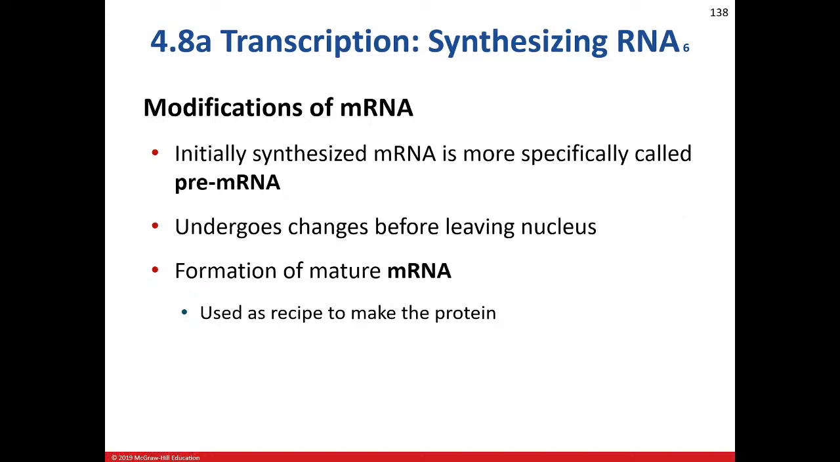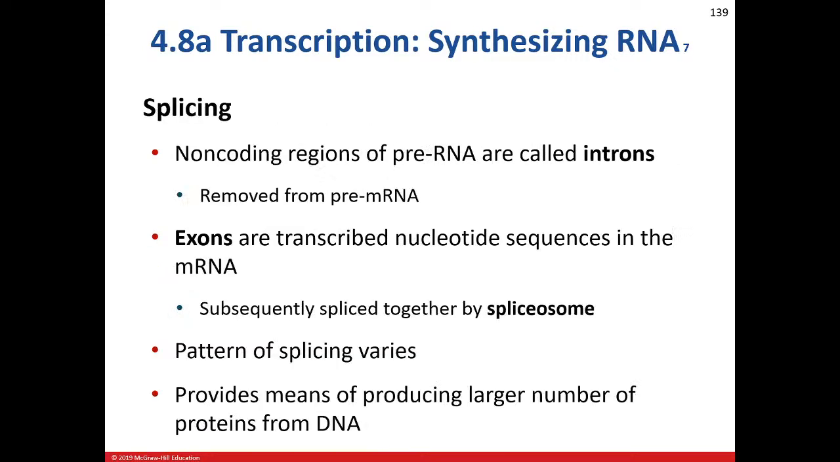All right, so modifications of mRNA. We initially synthesize the mRNA as pre-mRNA. It undergoes changes before leaving the nucleus, in other words, splicing to remove the introns, and then we will form mature mRNA after splicing. So it is used, as we said, as a recipe to make the protein.